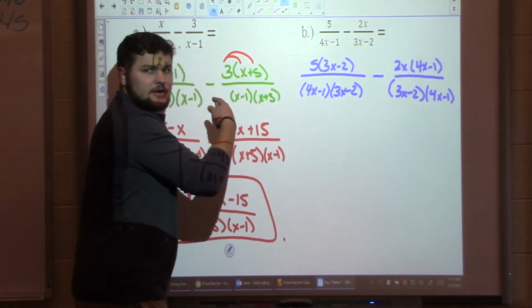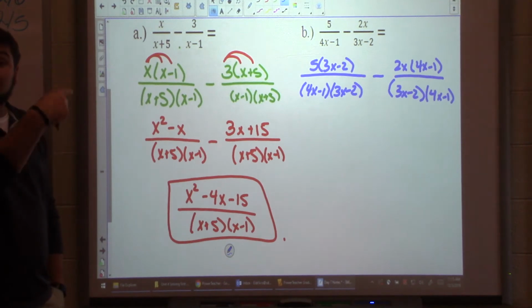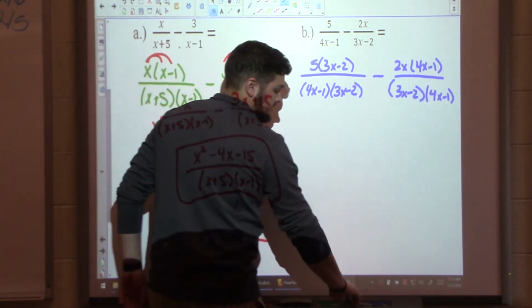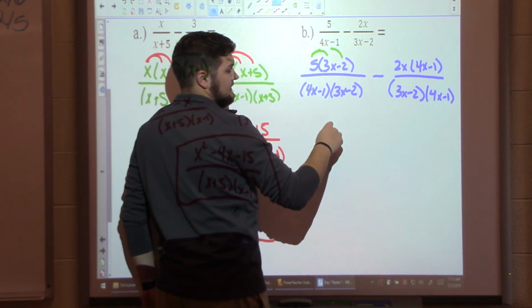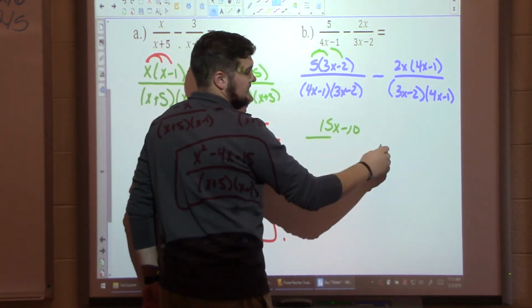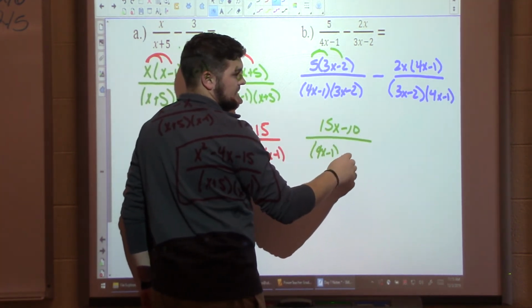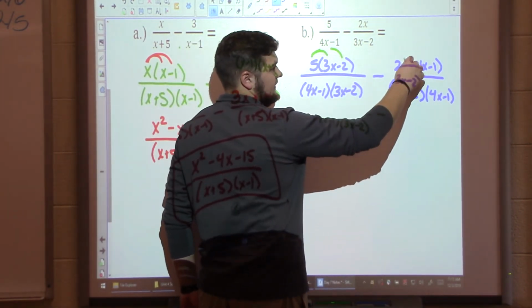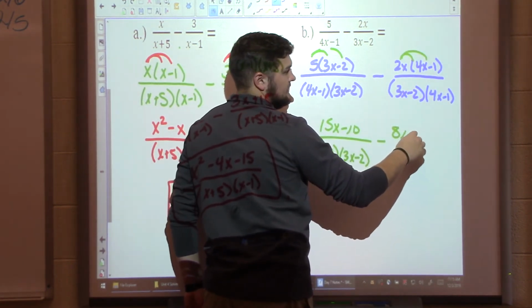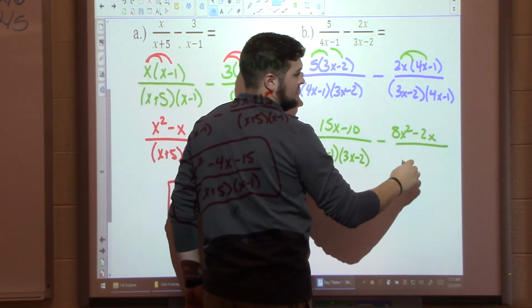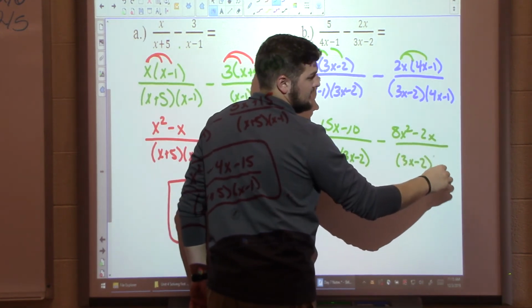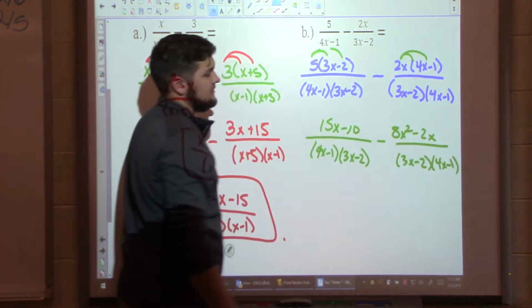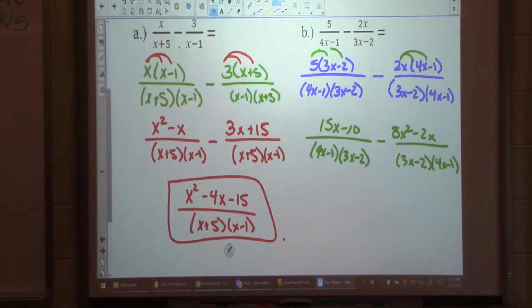What was my next step over here after I did this? Distribute, right? Then we can do our subtraction. If I distribute, 15x minus 10 over that least common denominator, minus 8x squared minus 2x over that least common denominator. Sweet, now that I've distributed and I have common denominators, now I'm going to do the subtraction.